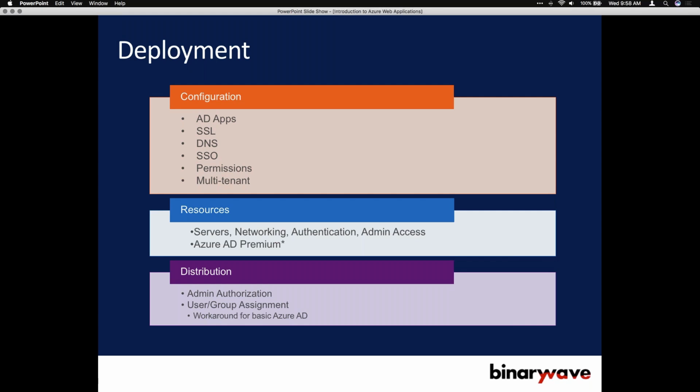So it's the two stages down in the distribution box: admin authorization, meaning this app can be used in our domain, and the actual assignment to the users, allowing them to see it in their app launcher.